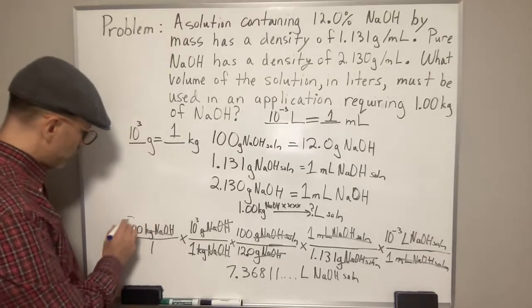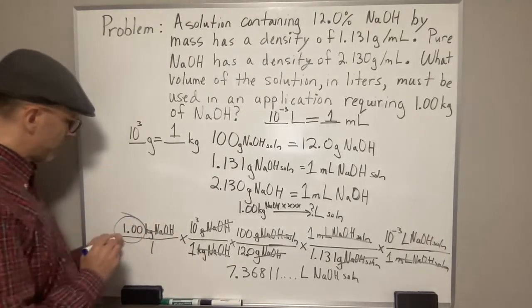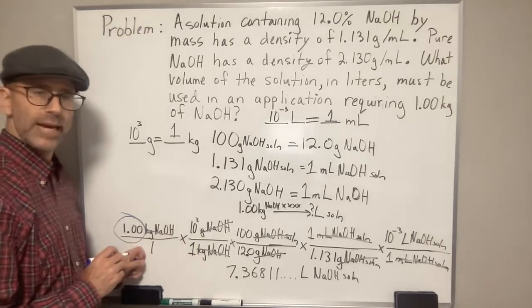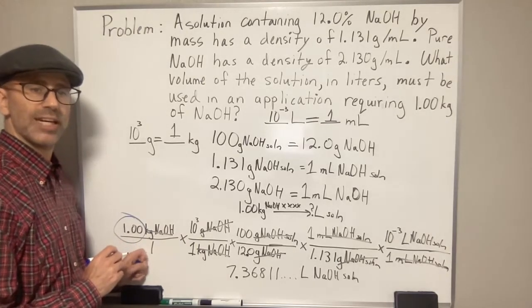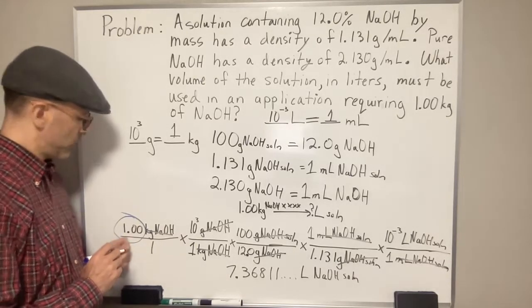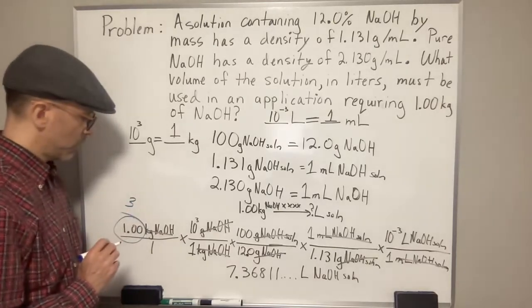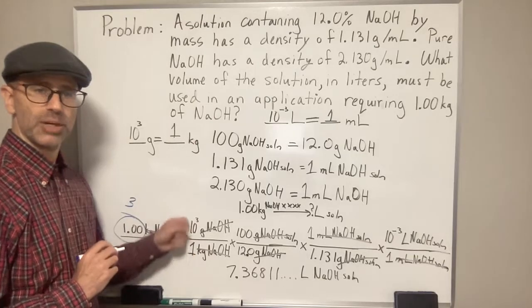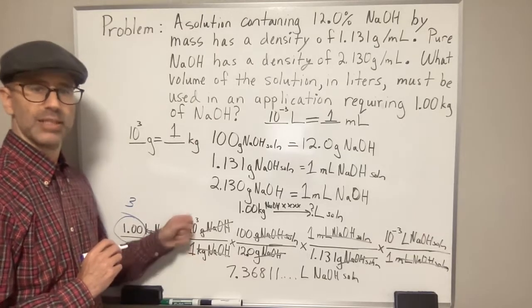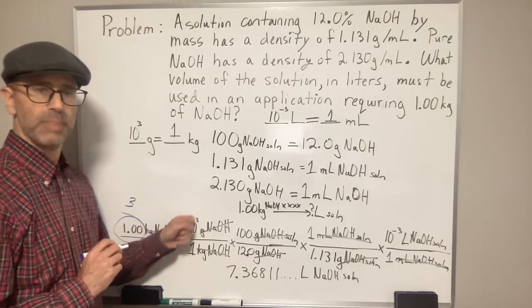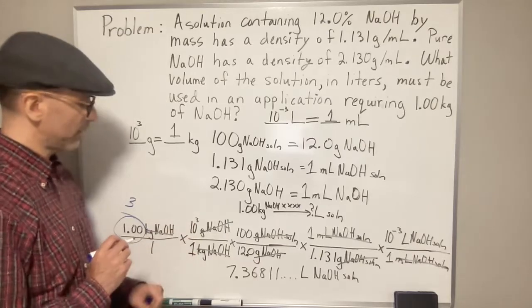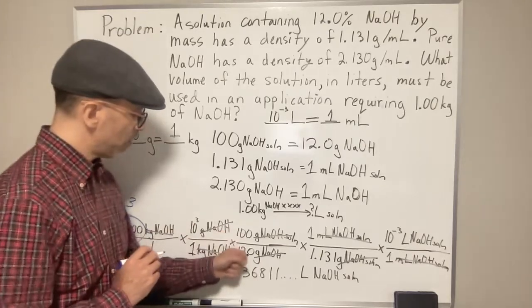So here, I'll use a different color. Here we have 3 sig figs. The zeros at the end of your number are significant if there is a decimal point. We do, in fact, have a decimal point. So this is 3 sig figs. This is an exact relationship. 1 kilogram is equal to 1,000 grams by definition. So we can ignore that.